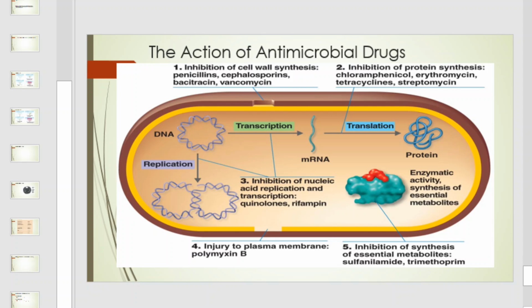This graphic lists a number of antimicrobial drugs and their mode of action. Note that some inhibit cell wall synthesis, while others inhibit protein synthesis. Others still inhibit nucleic acid replication and transcription. Others injure the plasma membrane. And finally, some will inhibit the synthesis of essential metabolites. Make sure you note which organisms are responsible for which mode of action.